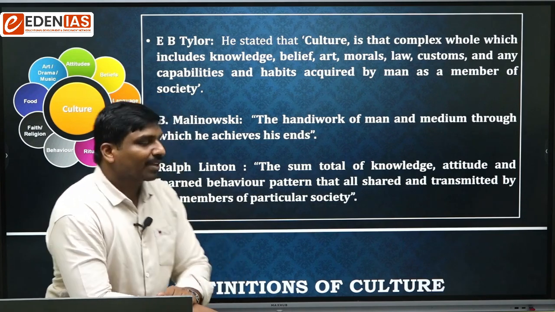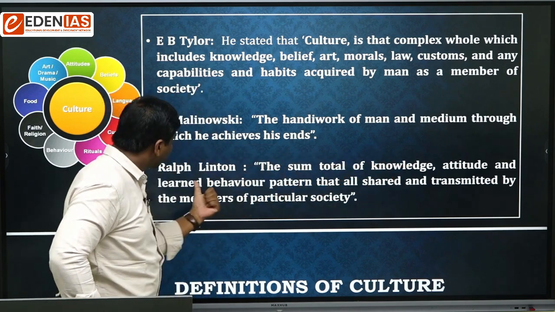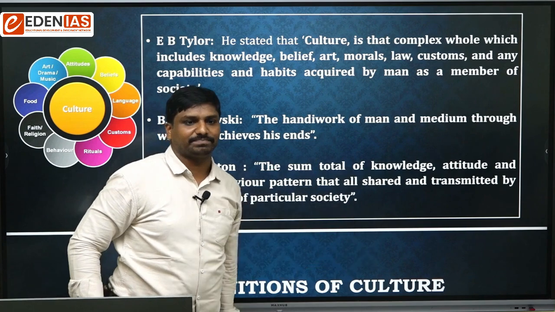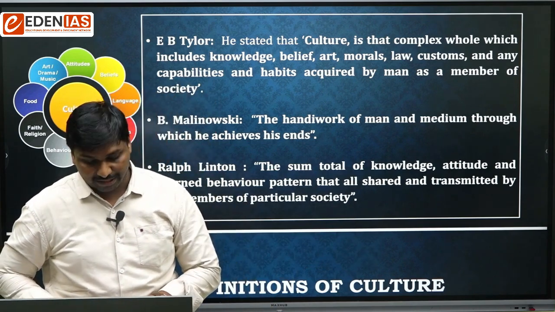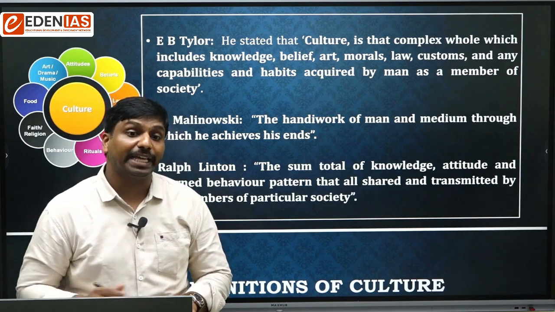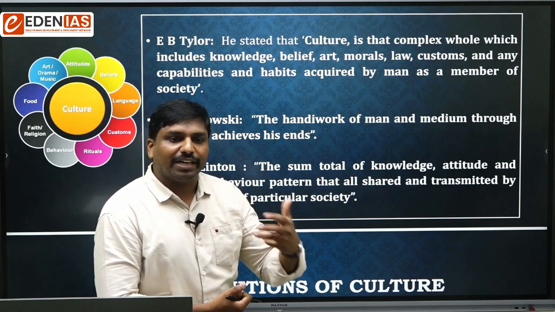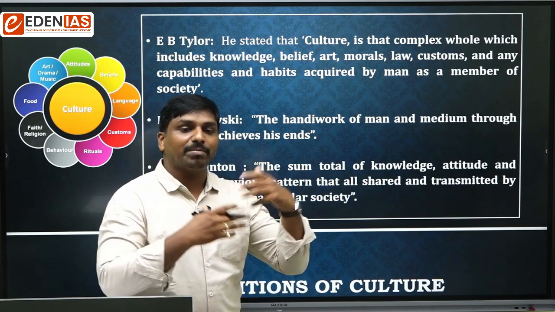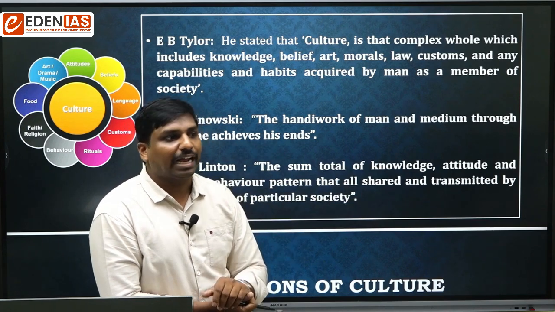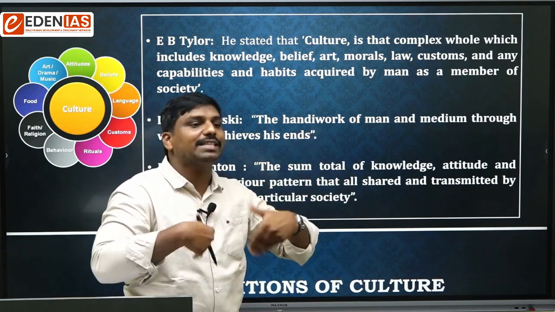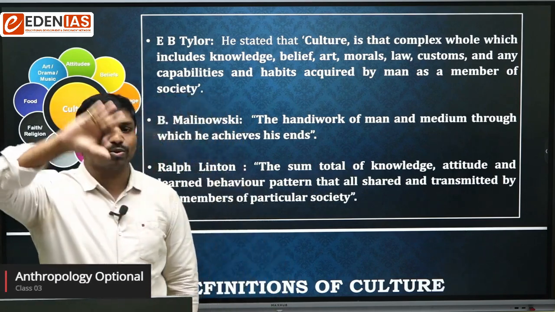So he is saying that culture is the sum total of the knowledge, attitude, and the learned behavioral pattern. Learned behavioral patterns means from the child, through the process of socialization, he learns so many aspects and imbibes those aspects into his behavior, and thus his behavior would be modulated as he grows up, isn't it?